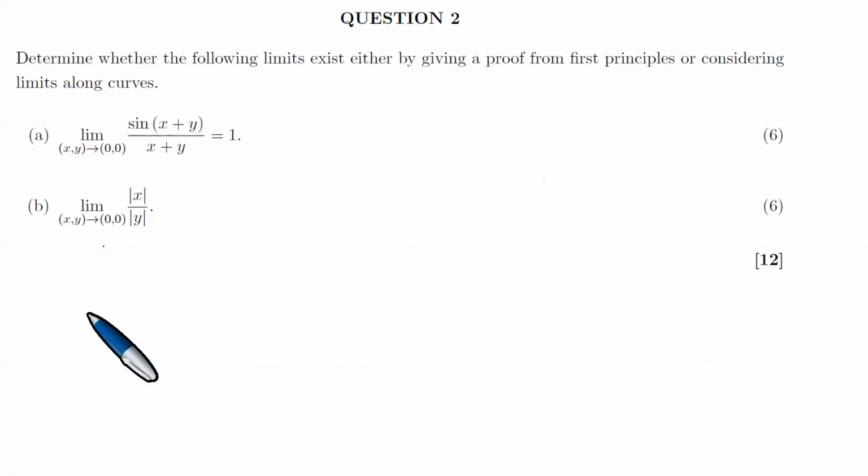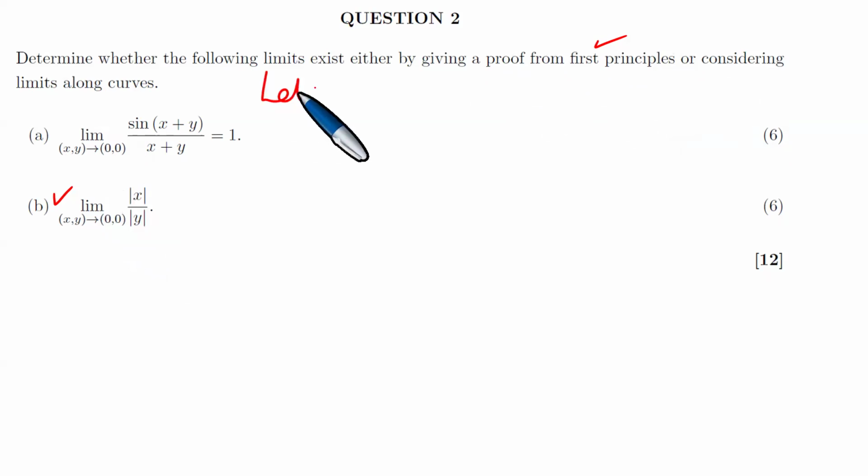Now, the next one is very, very simple. Does it exist? Does it not exist? Well, it does not exist straight away, but we'll prove that. Determine whether the following limits exist, either by giving a proof from first principles. The first one exists because of the L'Hopital rule argument, and because it exists from first year, we proved it using epsilon delta. We gave a proof from first principles. But this one does not exist. We're going to show that it does not exist, and we shall use the limits along curves.